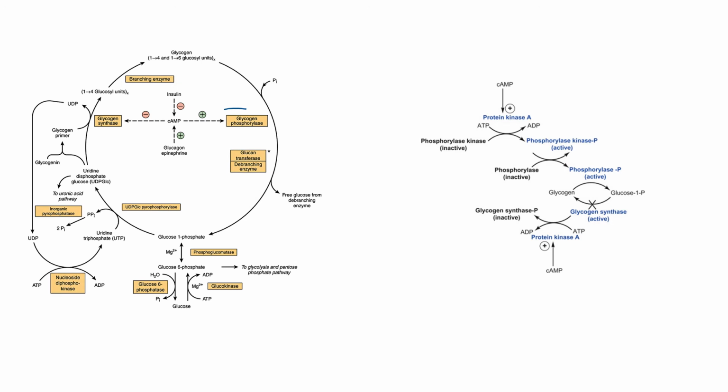Glycogenolysis in the liver is controlled partly by hormones. One of the important hormones regulating glycogenolysis in the liver is epinephrine or adrenaline. Epinephrine does not enter the liver cell. It actually binds to a receptor on the hepatocyte surface, and a second messenger is produced within the cell.